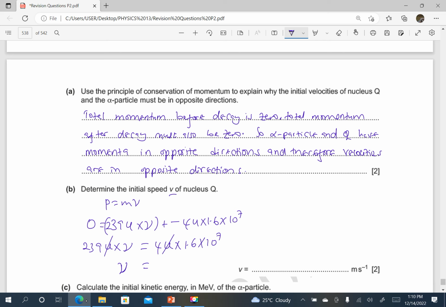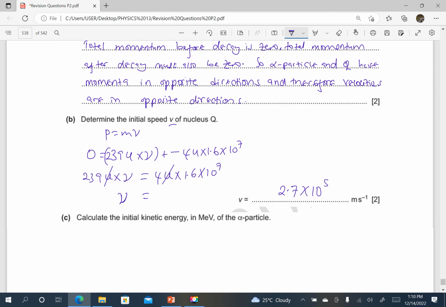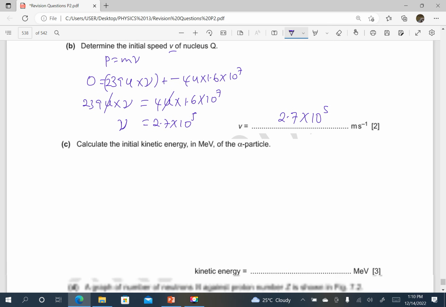So from my calculator, this is to two significant figures, 2.7 times 10 power 5 meters per second as v. 2.7 times 10 power 5. Calculate the initial kinetic energy in mega electron volts of the alpha particle.